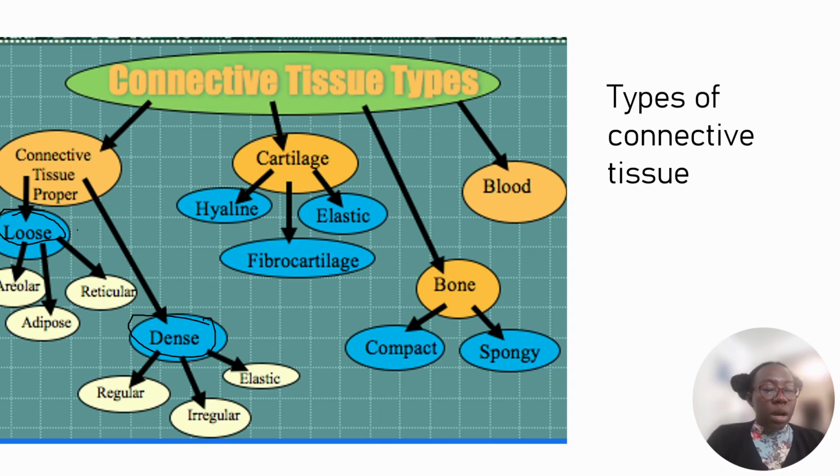And in loose connective tissue, we have areolar, adipose, and reticular. And for dense connective tissue proper, we have dense regular, dense irregular, and dense elastic. For cartilage, we have three types: hyaline cartilage, fibrocartilage, and elastic cartilage. For bone, we have two types, the compact bone and the spongy bone. And finally, we have the blood. We're going to dissect this to see them apart one by one.